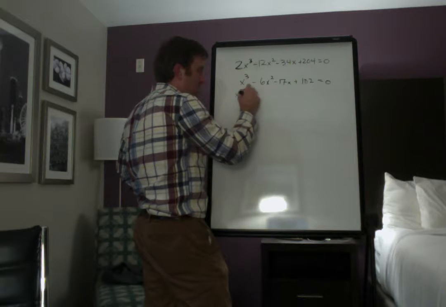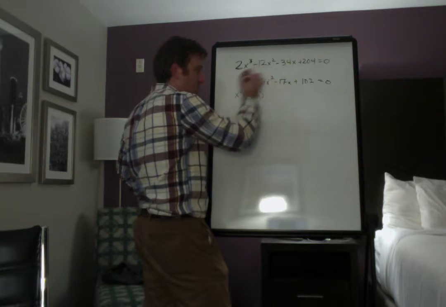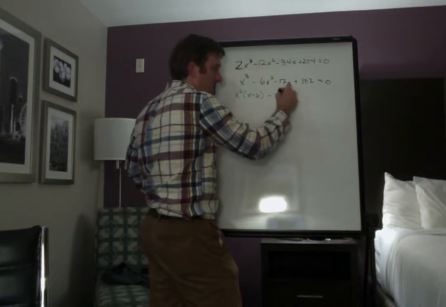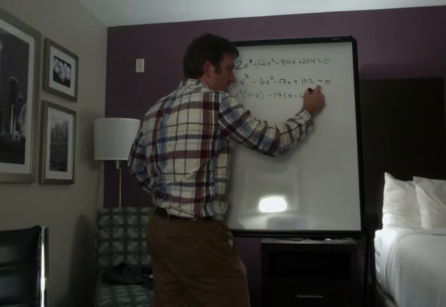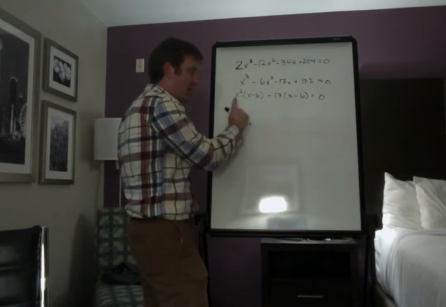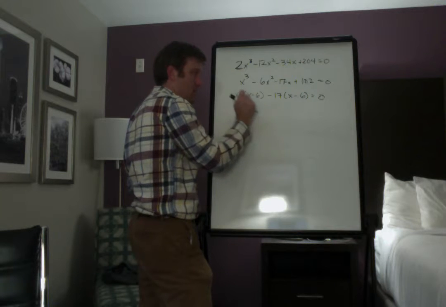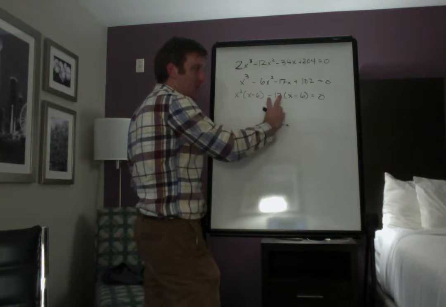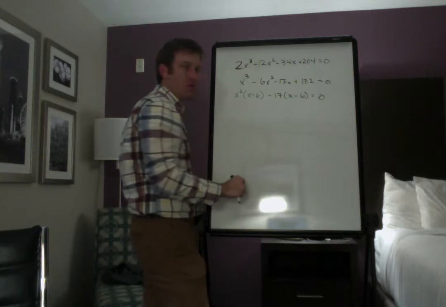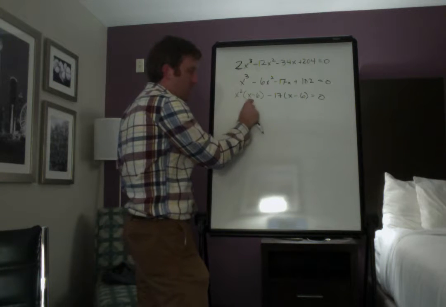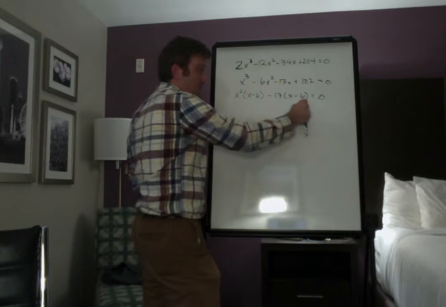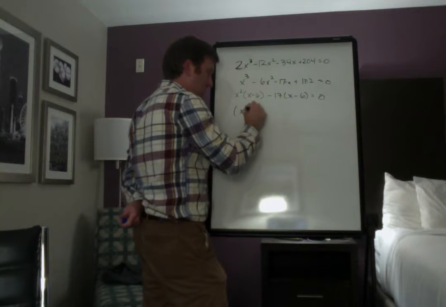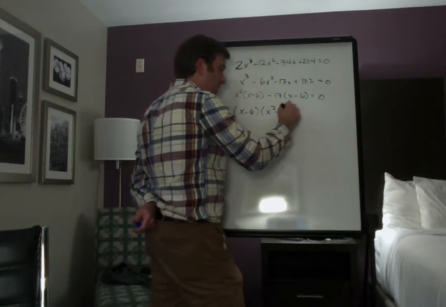I'm going to go x squared times x minus 6. So that's this part. I just factored out an x squared. Okay. And I'm going to go negative 17 times x minus 6. So notice, if I multiply this back out, x squared times x is x cubed. X squared times negative 6 is negative 6x squared. Negative 17 times x is negative 17x. Negative 17 times negative 6 is positive 102. So now I have x squared times x minus 6 minus 17 times x minus 6. So I can factor out this x minus 6, and I'm just left with x squared minus 17.